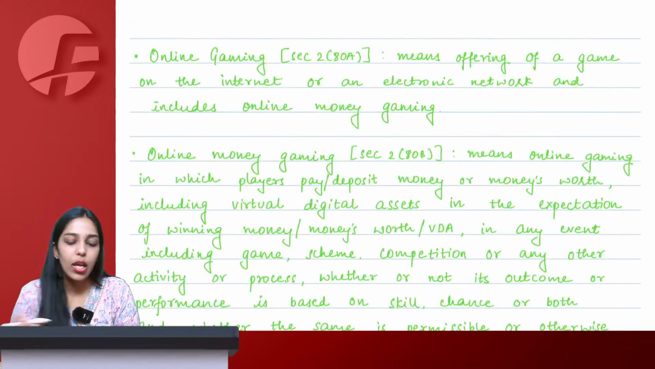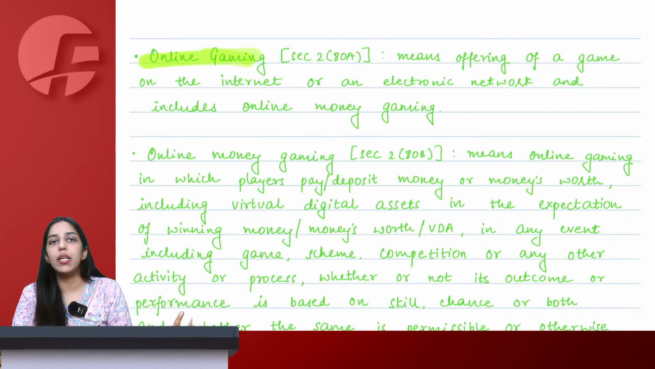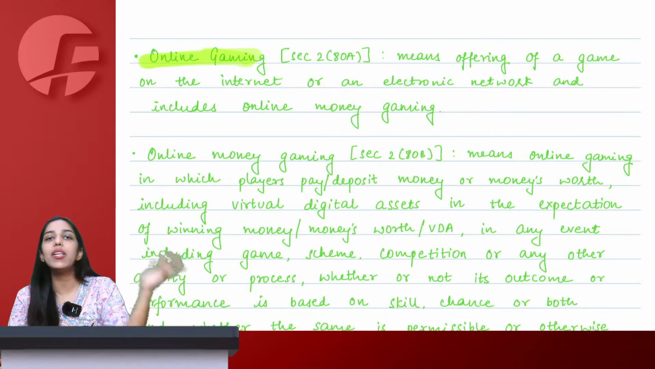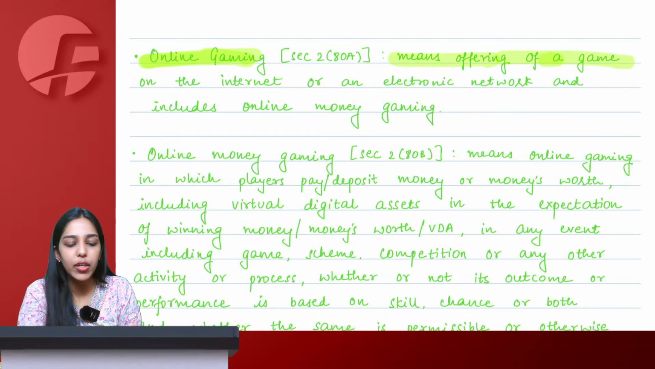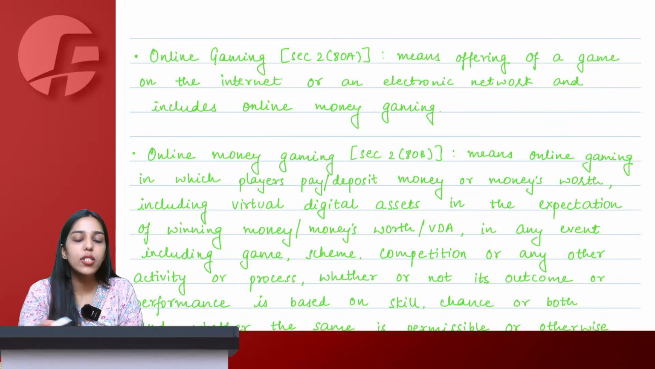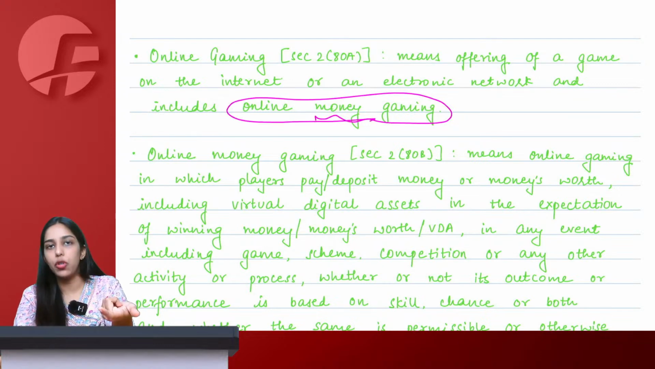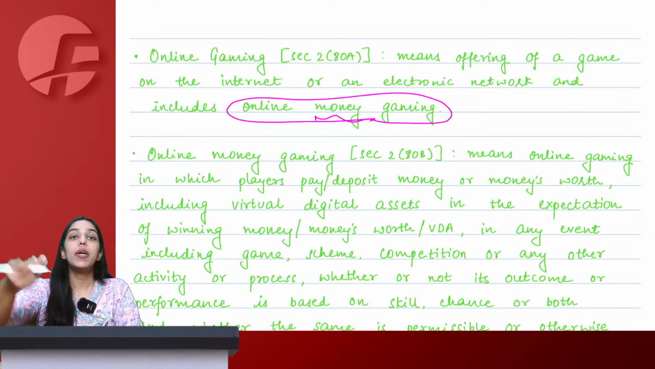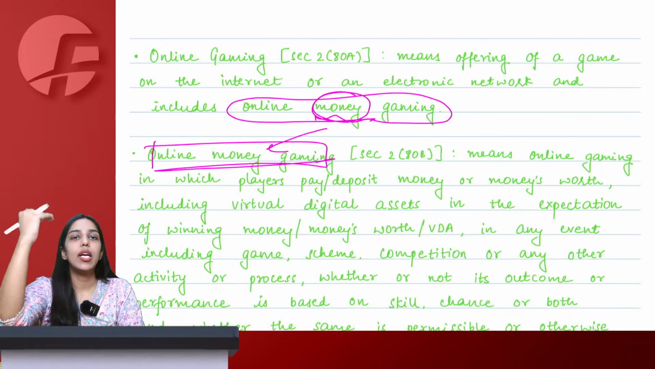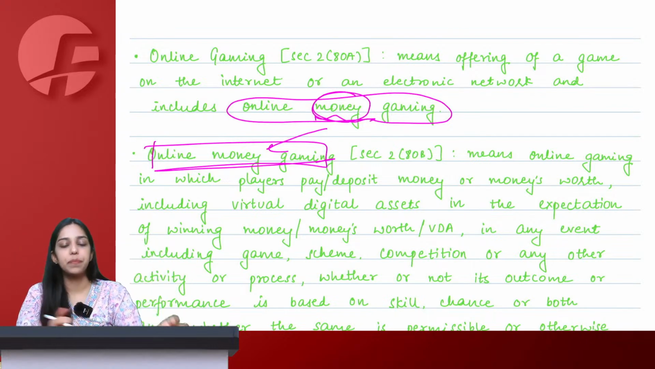Right, ma'am. What is online gaming? Simply playing games over the internet or an electronic medium is online gaming. Subway Surfers, Temple Run, Rummy or Dream 11, or whatever games you are playing. So offering of a game on the internet or an electronic network is all online gaming. This would also include online money gaming. So online gaming can be with money or without money, everything is online gaming. But online money gaming is a separate term which is also included in online gaming. So online gaming is a superset and online money gaming is a subset of it.